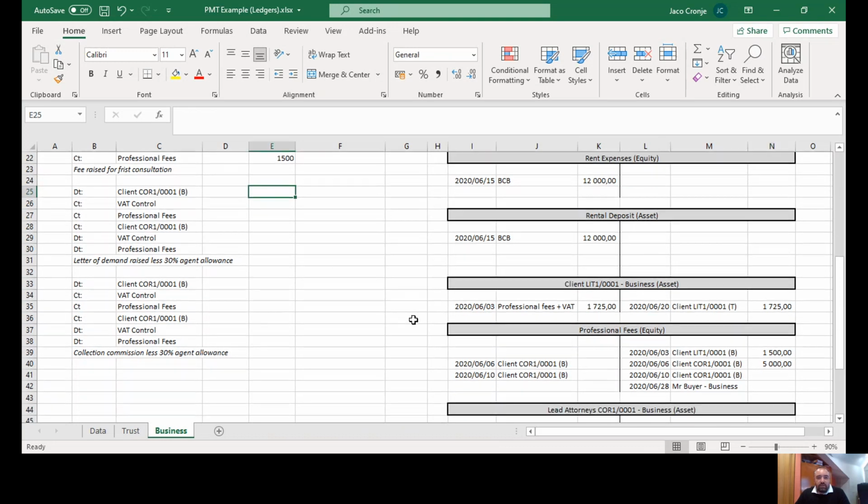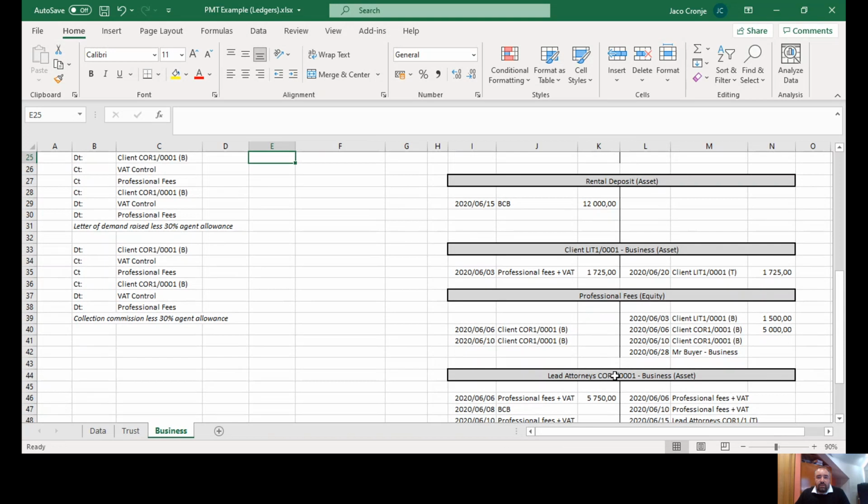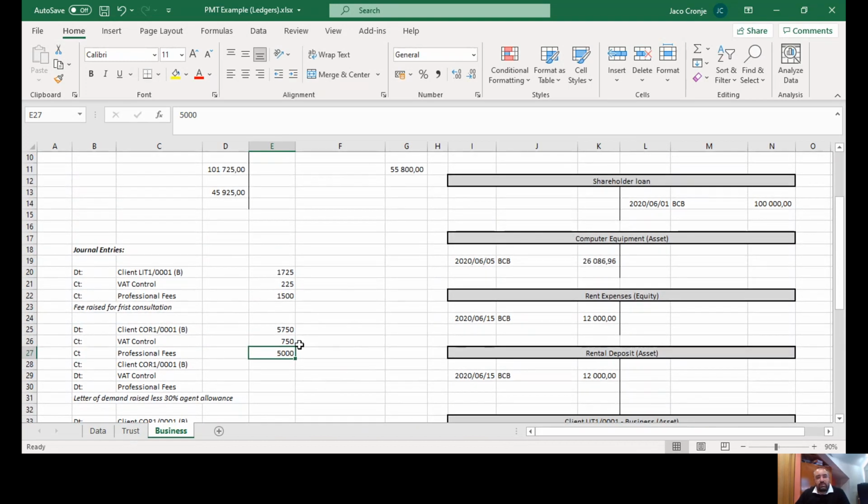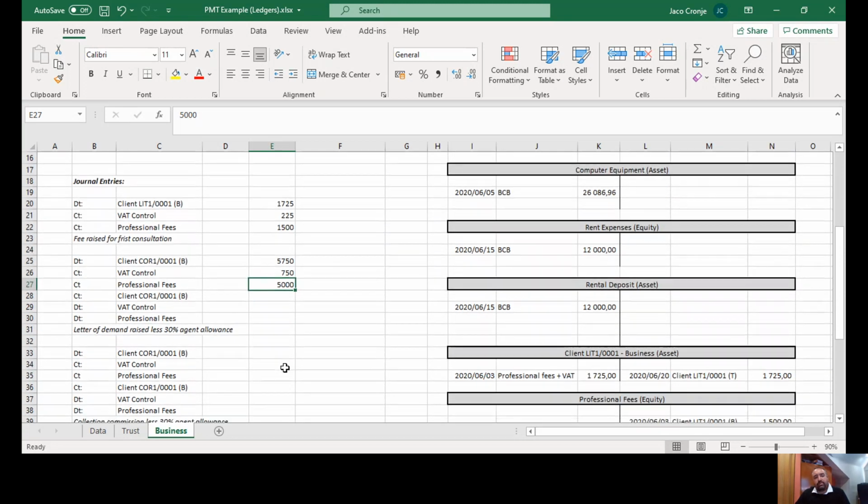So what did I do? I debited client COR11 with 5,750, so I'm going to put that there. How much was my fee? That was a credit of 5,000 Rand, and I raised VAT of 750 as a credit. You see, now it's very easy to do the journal. If we didn't use the T accounts to figure it out, it would be quite difficult in your head to just work out how much to debit and how much to credit.